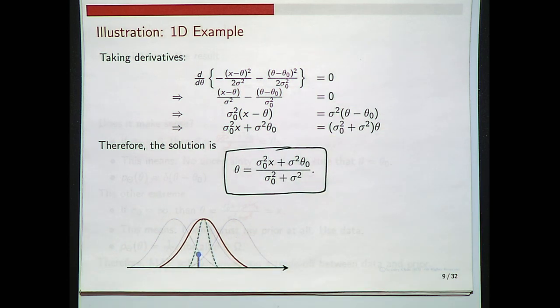Let's look at the diagram. First of all, we have a data point marked by this blue dot. That is your data point. You only have one data point. It's a 1D problem, a data point.